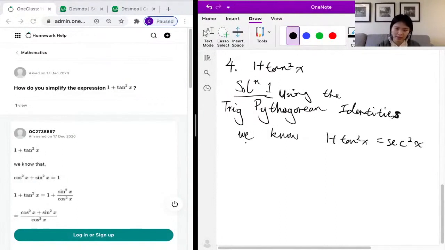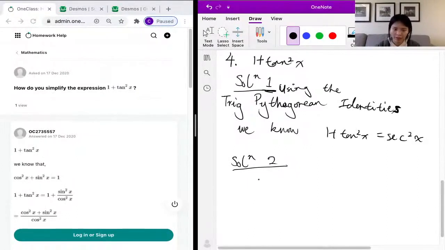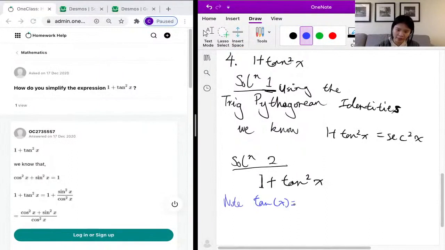And let's do solution number 2, which is actually proving this, or proving one of the trig Pythagorean identities. So basically, we just need to simplify this expression. First, let's rewrite the expression. You can't really simplify 1 because it's just an integer, but we know that tan x is equal to sine x over, let's just note, tan x is equal to sine x over cos x.